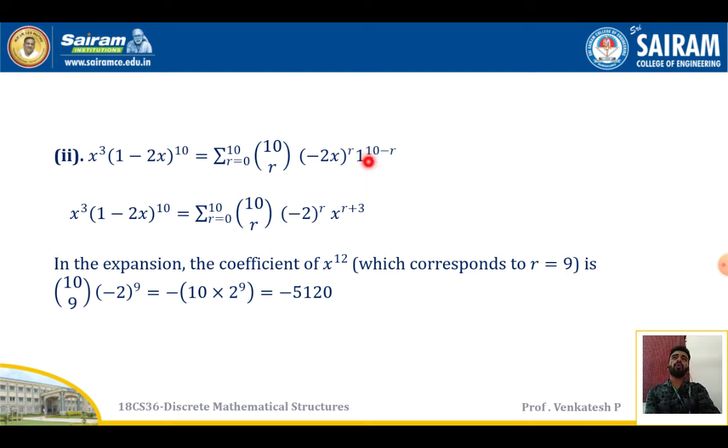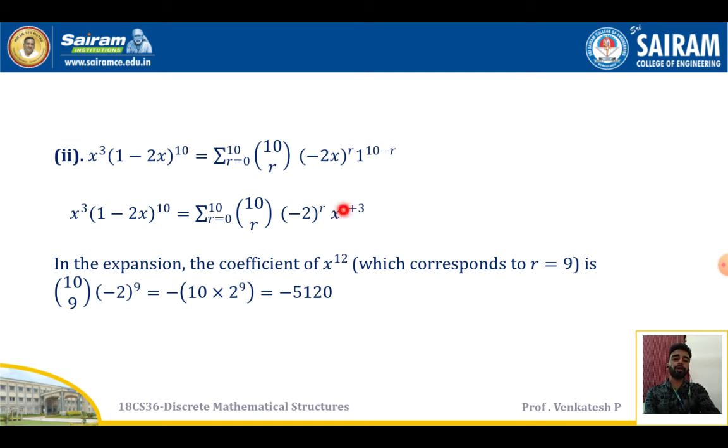Since 1 power anything is 1 only, I can put this 1 power (10 minus r) is equal to 1. Now, after simplifying this further, since the equation contains x cube also, if I multiply x cube on both sides, I'll be getting x cube (1 minus 2x) whole power 10 is equal to summation r from 0 to 10, 10 C r (minus 2) power r x power (r plus 3). I got it. Okay, now I need to find the coefficient of x power 12.